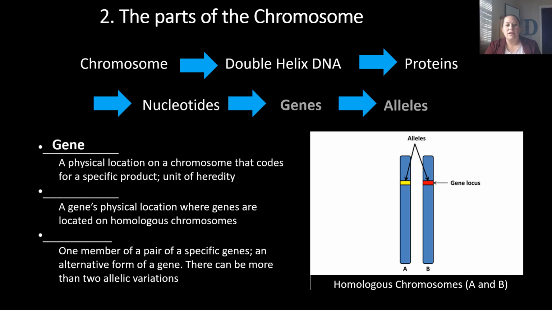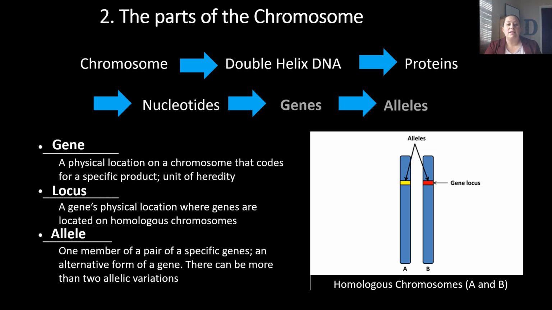So guys, when we look at the gene, it is a physical location on a chromosome that codes for a specific product. A gene here is known as the unit of heredity. Okay, so it's the unit of heredity. The locus is a gene's physical location. It's its location on the chromosome. So the locus is the gene's location.